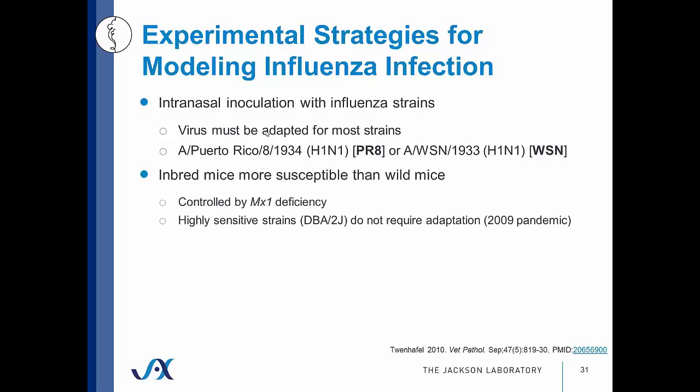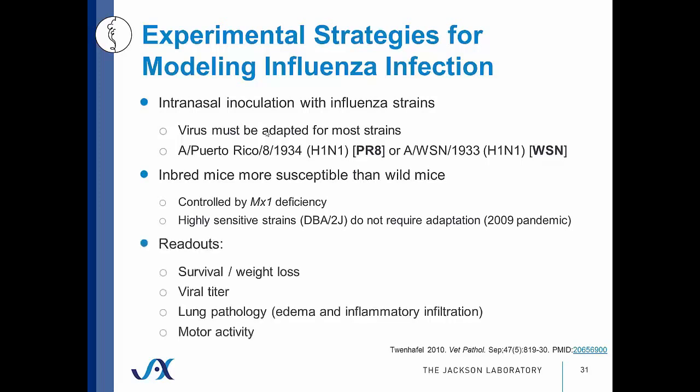Inbred mice are more susceptible than wild mice, and that's due to the presence or absence of the MX1 gene. MX1 is an interferon-inducible nuclear protein that confers resistance to influenza infection. And so all wild-type mice are MX1 positive, while inbred mice are MX1 negative. However, there are some highly sensitive strains that do not require adaptation, such as DBA2J mice, and they can be directly infected with the 2009 pandemic clinical isolate.